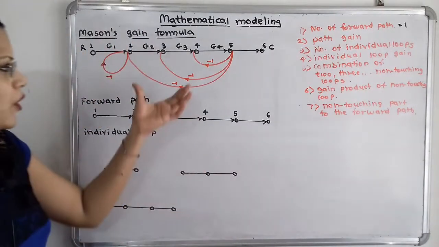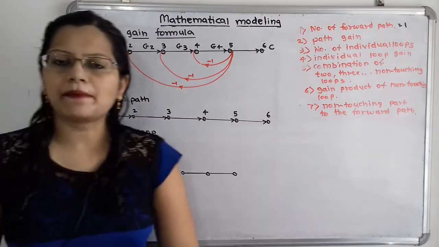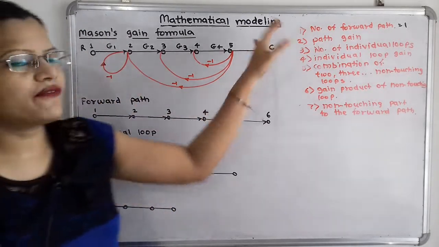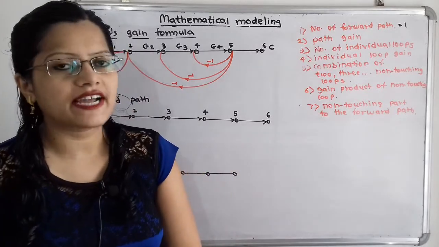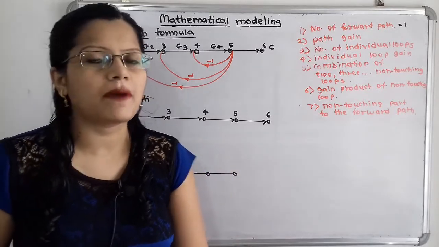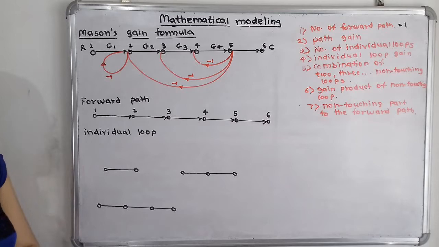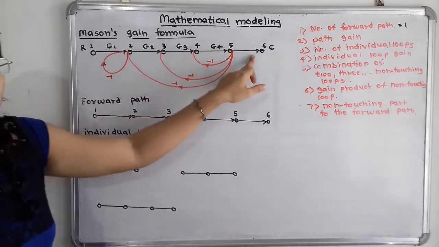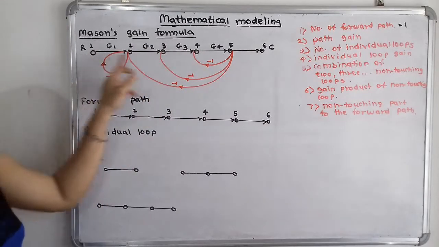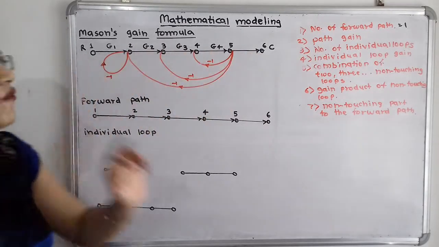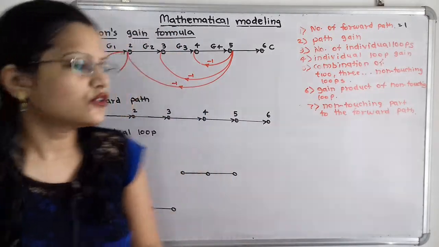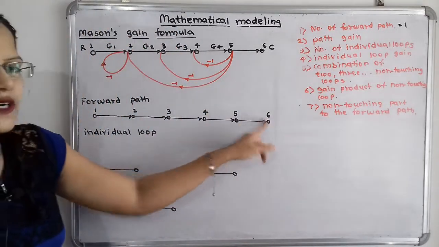This is the given problem. I have shown the feedback path with the help of a red marker. Now if we observe the first point, we have to first decide how many forward paths are in the given problem. The forward path is shown with the help of this forward arrow. If we observe in this problem, there is only one forward path. So the number of forward paths is equal to 1. So we have to draw this forward path.